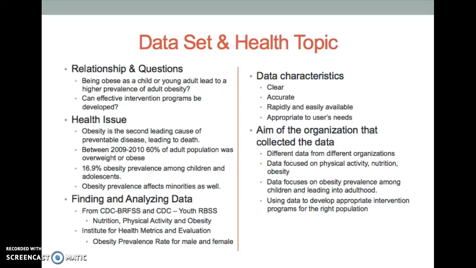Obesity is the second leading cause of preventable disease in the US, and it's the fact that it can be preventable and yet it's a leading cause of death. It's a pretty significant statistic, and makes you realize how little we are actually able to do or have done so far in order to reduce this number. Between 2009 and 2010, 60% of the adult population was overweight or obese. That's a really high number.